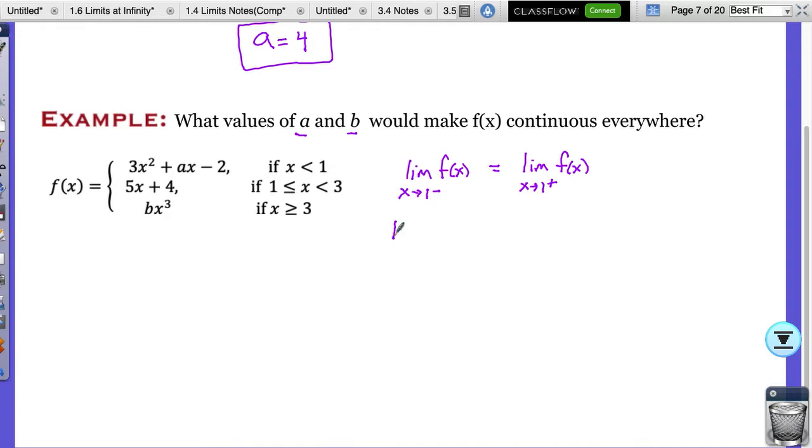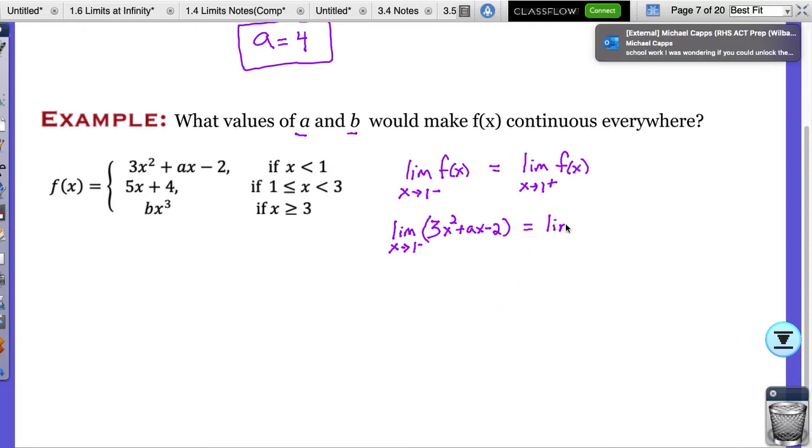All right, so from the left, which piece of the piecewise function would we be using? The first one? All right, so if I were to plug in, well, I'll do that in a second. So I'm using the 3x squared plus ax minus 2. And from the right, which part of the piecewise function am I using? Second part, the 5x plus 4.